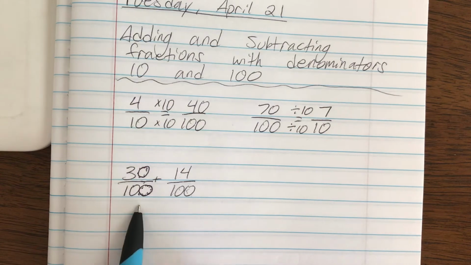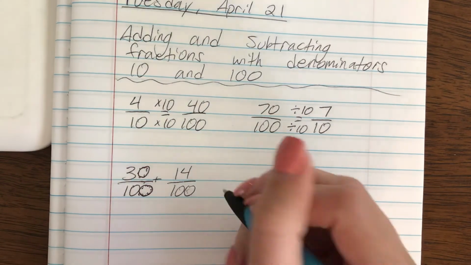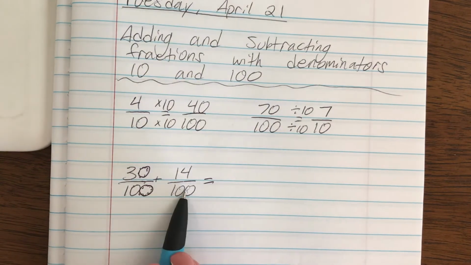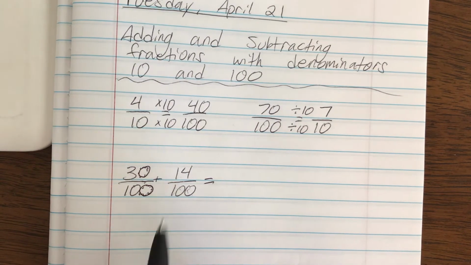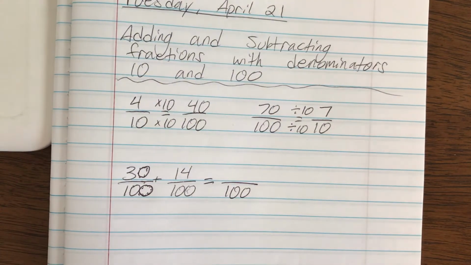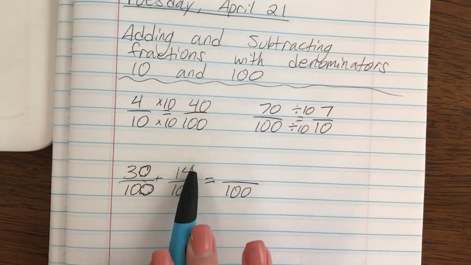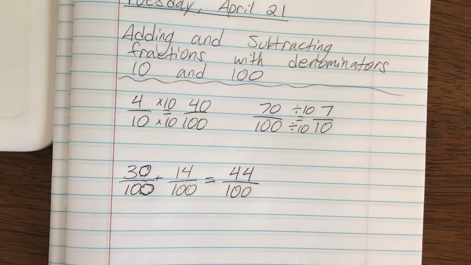So now that we've converted our tens into hundreds, we now can just add across. In adding fractions, we remember that our denominator is not going to change. So 100 plus 100 is going to stay as 100. Do not add those denominators. Your numerators, however, you do add together. So we're going to say 30 plus 14 is going to give us 44 hundredths.